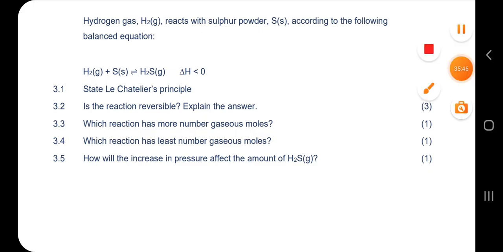But that is with the reverse having more gases, and then the forward reaction has less gases. If you can see, yeah. So that's how we're gonna do it.